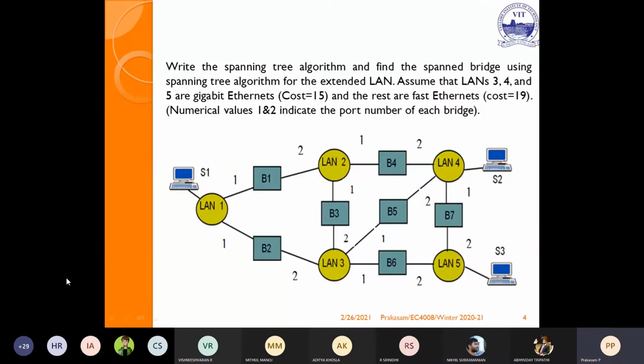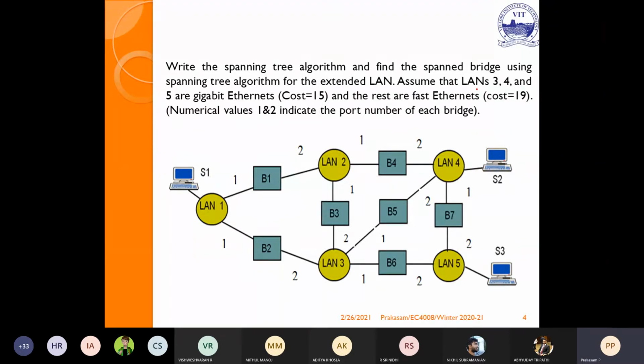So the next problem. Before starting the problem, you should kindly read the question. It says: write a spanning tree algorithm. If they ask you to write the spanning tree algorithm, you should write it, otherwise maybe 2 to 3 marks will be reduced. And find the spanning tree using the spanning tree algorithm for the extended LAN. Assume that, this is very, very important.